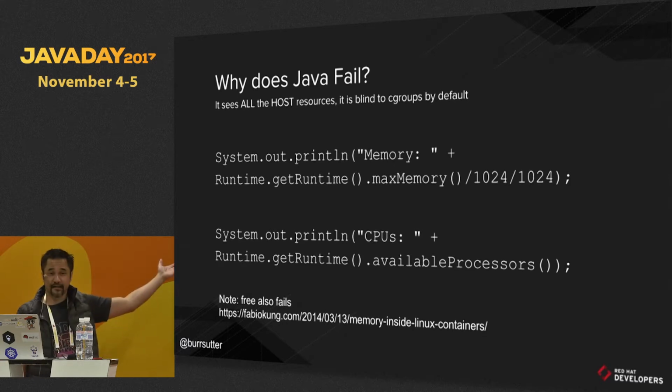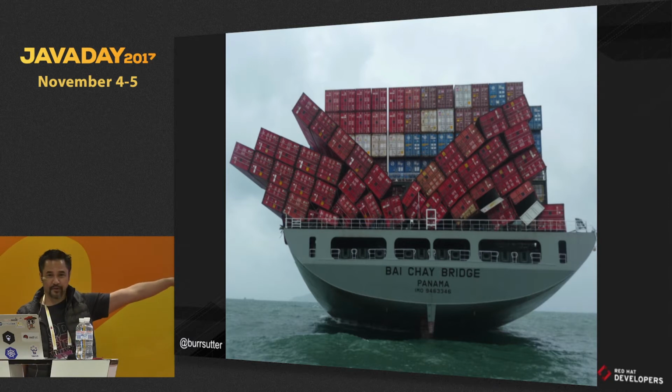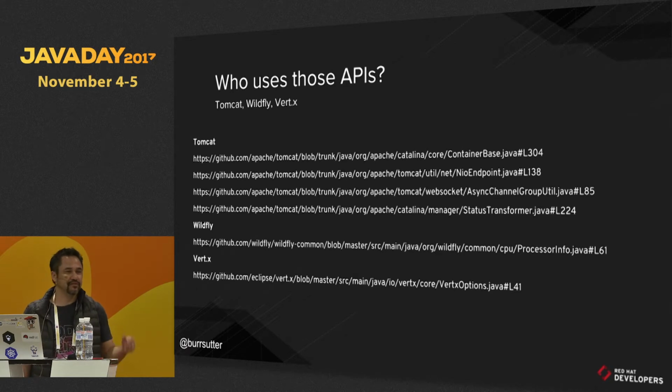So this is kind of the trick to the whole presentation. If you can solve this problem or not trust this data, you'll be fine. But this is what your shipping container might look like if you're not careful. And here's the problem. Who uses those APIs? I suspect for most of you, you haven't used those APIs in your average application, but your middleware teams often use those APIs.